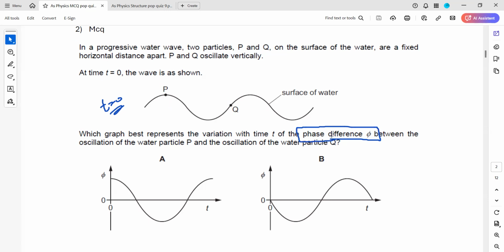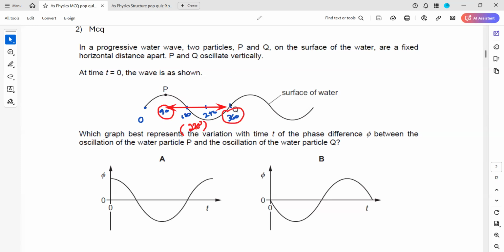Look, what will happen for a progressive wave? The phase difference between the two points remains unchanged. I will give an example. When we mark the phase of this wave, this is 0, this will be 90, this will be 180, this will be 270, and that is 360. So how much is the phase difference between the points P and Q? P is at 90 and Q is at 360. So 360 minus 90, what will we get? We'll get a phase difference of 270 degrees.